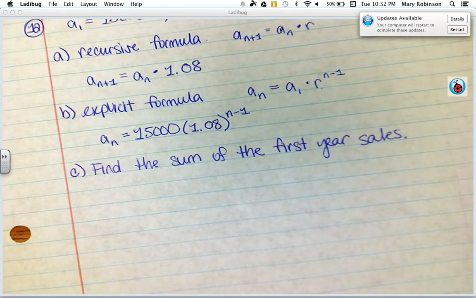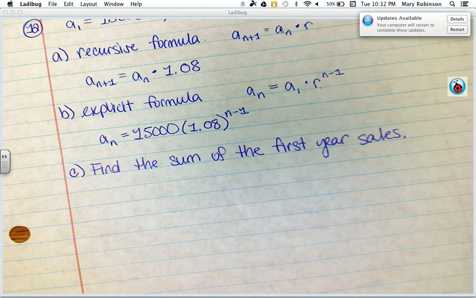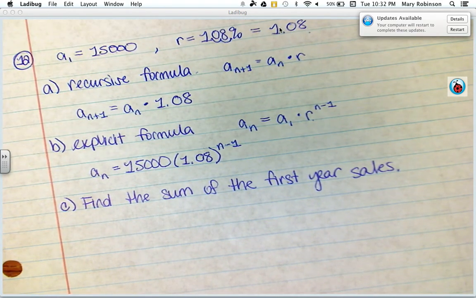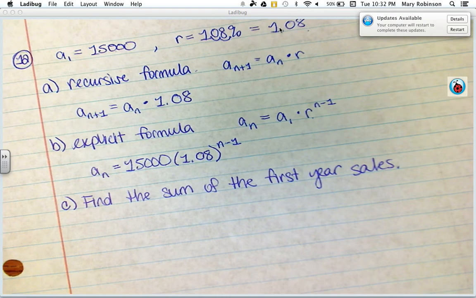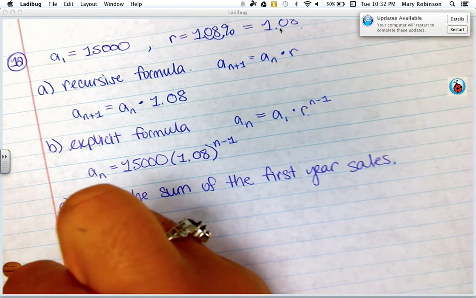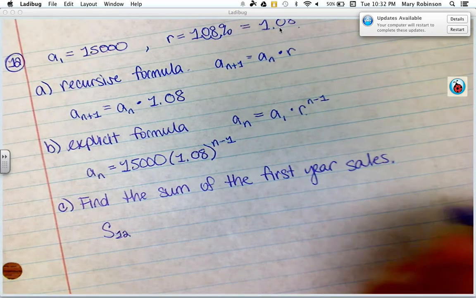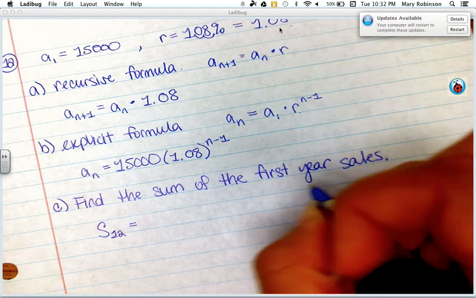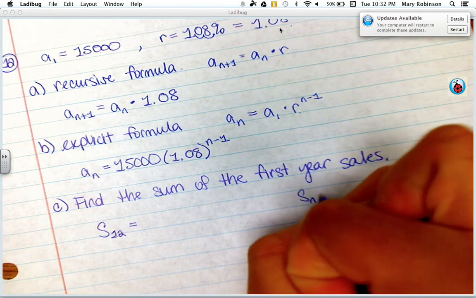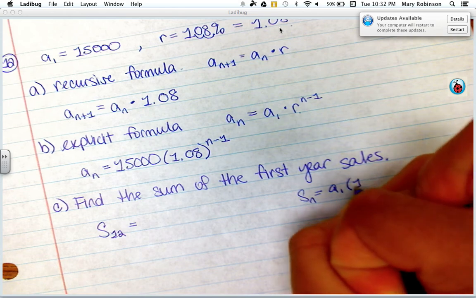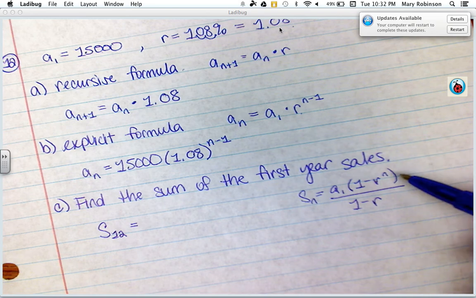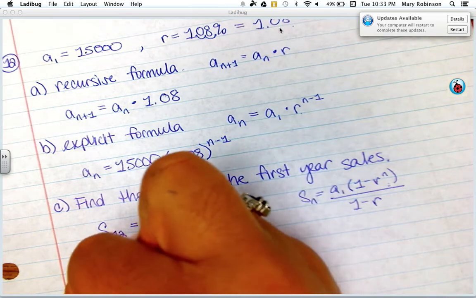Alright, so last question. Find the sum of the first year sales. It's increasing by 8% each month, and there are 12 months in a year. So we're looking for S sub 12. The formula for the sum of a geometric series is S sub n equals a sub 1 times the quantity 1 minus r to the n power over 1 minus r. So we're going to be substituting the values into here. Our a sub 1 is 15,000.